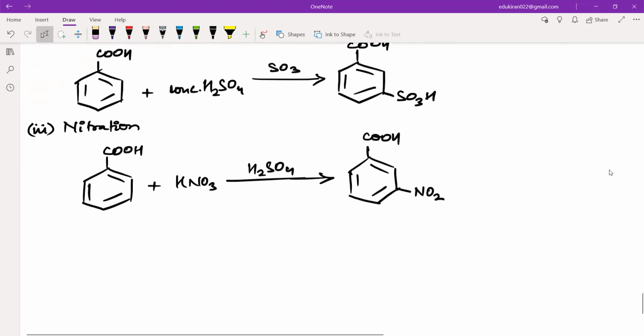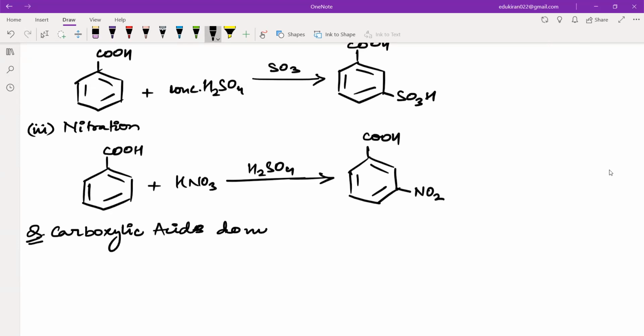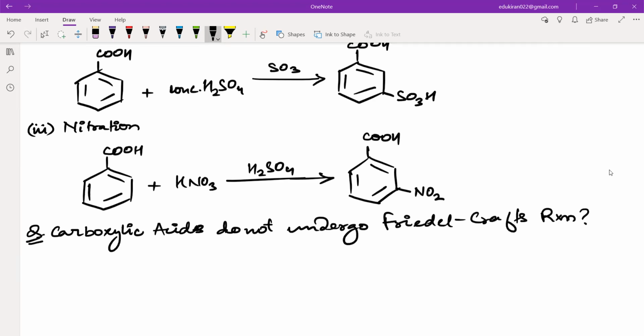But the important point is, write a question. Carboxylic acids do not undergo Friedel-Crafts reaction. Why?